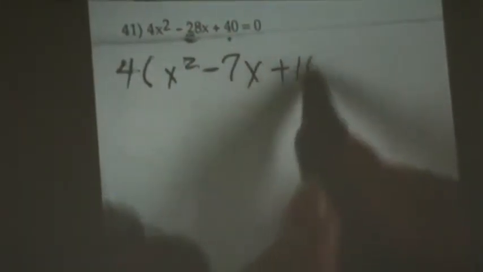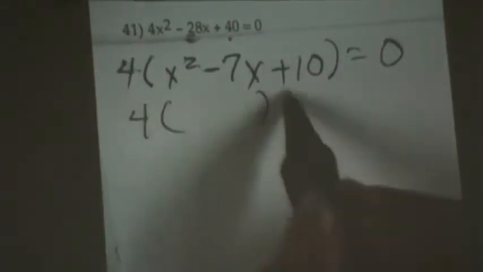Okay, this one is already equal to 0. To factor that, we don't like numbers in front of the x squared. Is there a common factor? 4. That'll make it just an x squared there, minus what? 7, right? x plus what? 10. Okay, 4 stays out there.